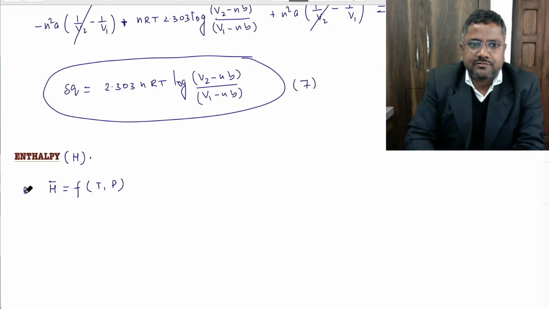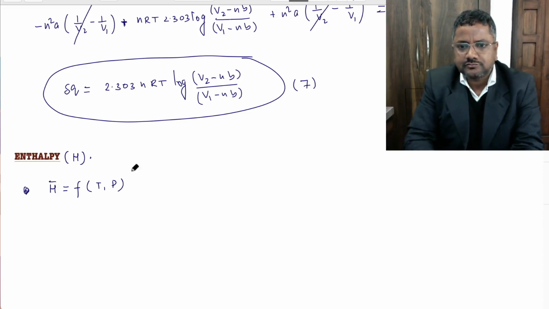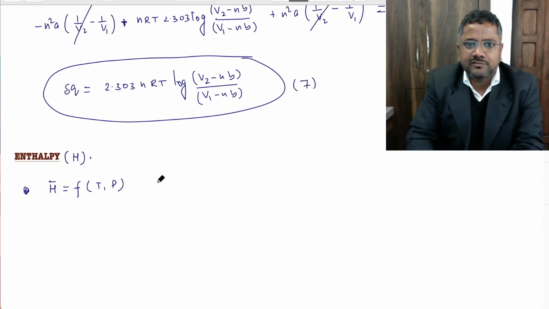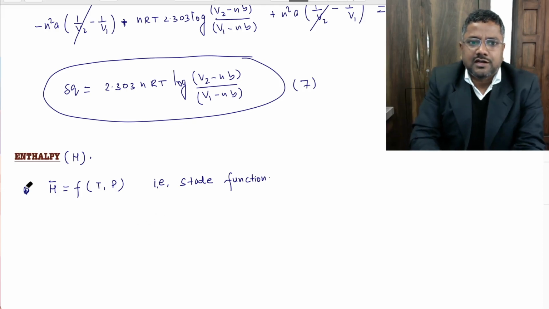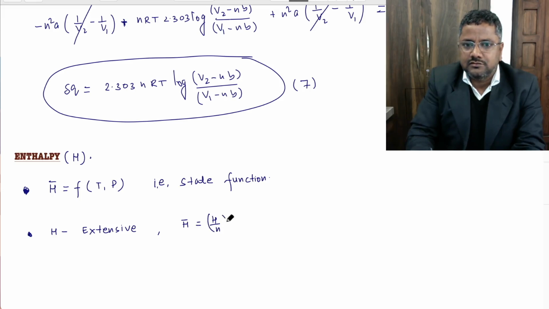It is defined in this way, right? For 1 mole, or if n is constant. So the first feature of H is that it is a state function, right? And extensive, H is extensive, but per mole H by n, where n is the number of moles present in the system, this is intensive.